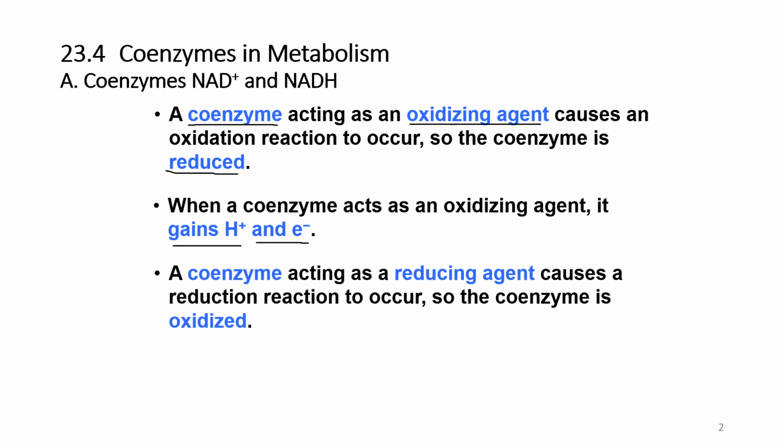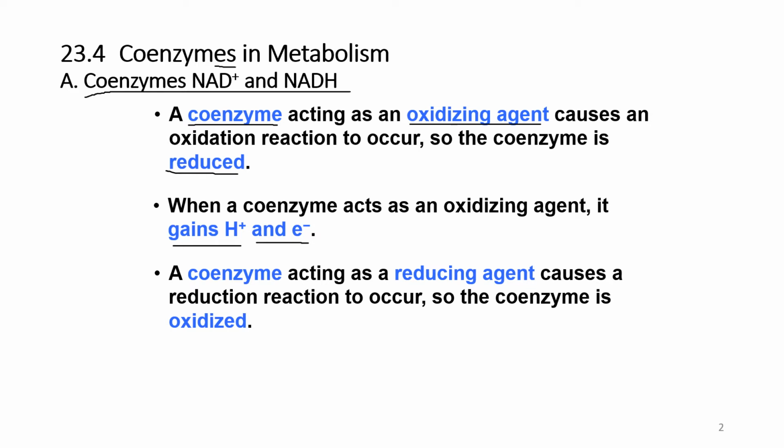When the coenzyme, after it's been reduced, can then act as a reducing agent, causing a reduction to occur. Sorry, I wasn't reading this appropriately. The coenzyme then is oxidized. So there are going to be two forms of these coenzymes: the oxidized form and the reduced form.